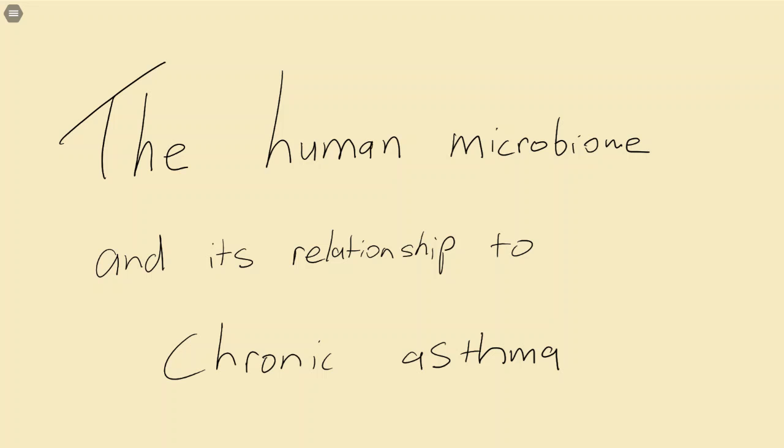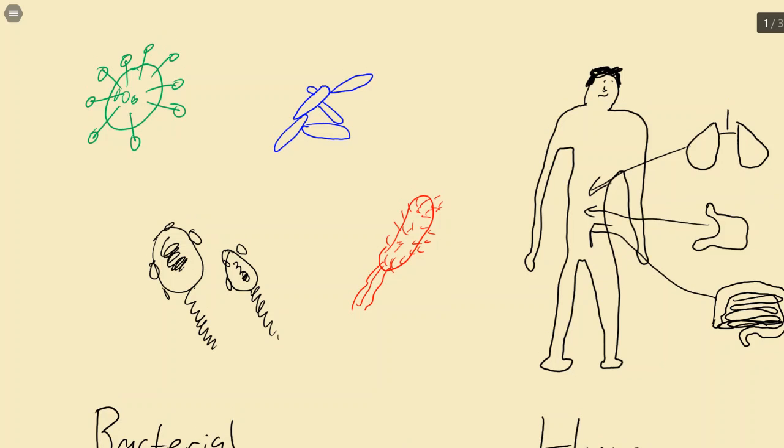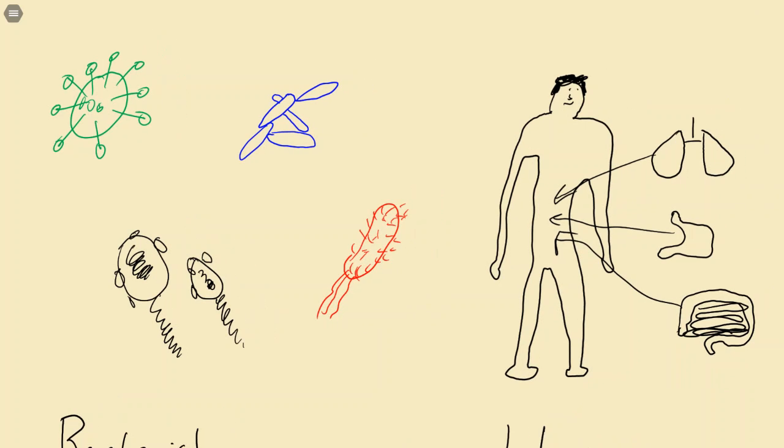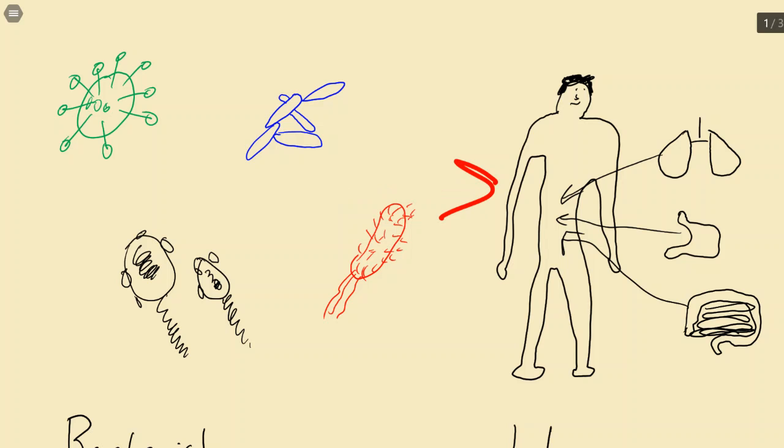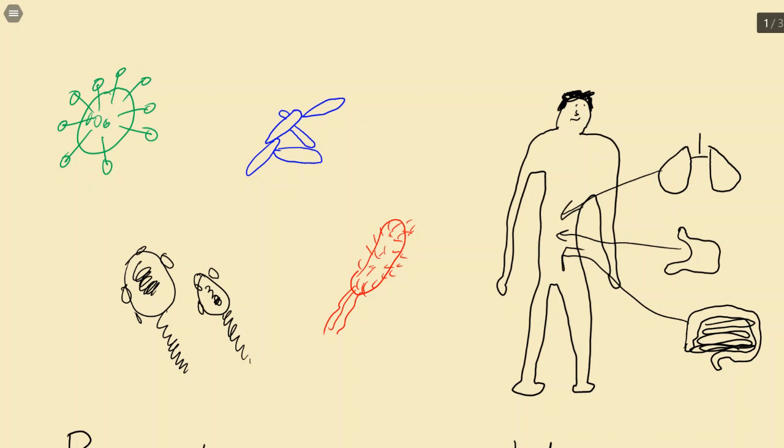The human microbiome and its relationship to chronic asthma. A microbiome is defined as a community of various bacteria inhabiting an environment, including the genomes of the bacteria and, in many instances, their host. The human microbiome is comprised of distinct communities of bacteria inhabiting the surfaces of our organ systems. These interact with environments such as the gastrointestinal lining in the stomach and intestines, the skin, and the lungs.